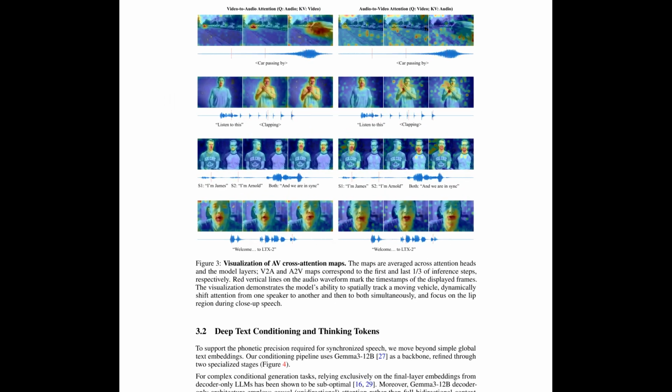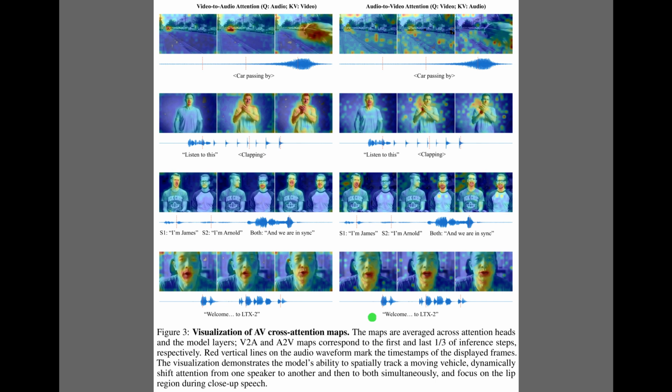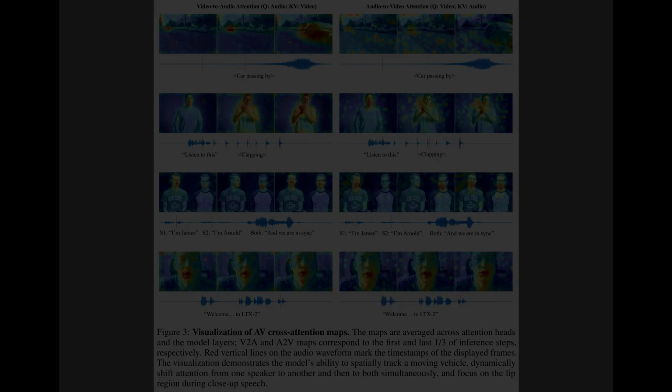So, Figure 3 visualizes exactly how that cross-attention mechanism functions. The heat maps reveal where the model focuses. The left columns show video to audio attention, while the right shows audio to video. In the top row, the attention tracks the moving car to align the sound effect. In the third row, you can see the focus shift between speakers as they take turns talking, then highlight both when they say "we are in sync." Finally, the bottom row shows the attention locking onto the mouth for precise lip synchronization.